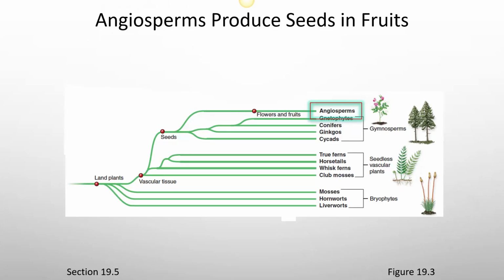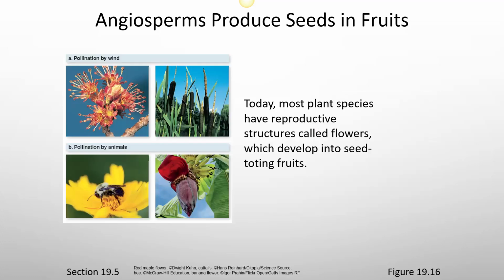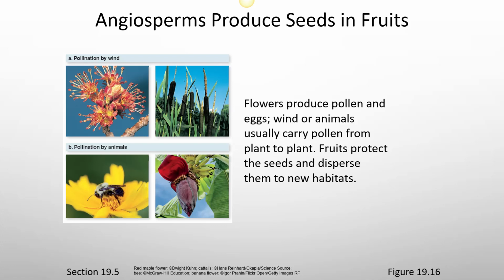So now we're going to talk about angiosperms. So angiosperms produce seeds in fruits. Today, most plant species have reproductive structures called flowers, which develop into seed-bearing fruits. Flowers produce pollen and eggs. Wind or animals usually carry pollen from plant to plant. Fruits protect the seeds and disperse them into new habitats.